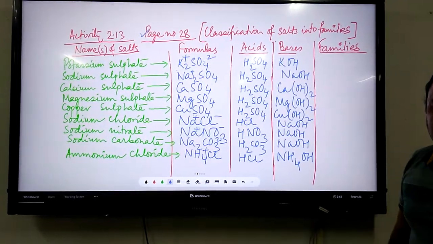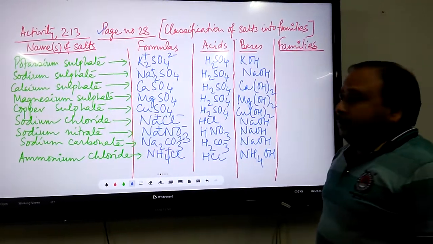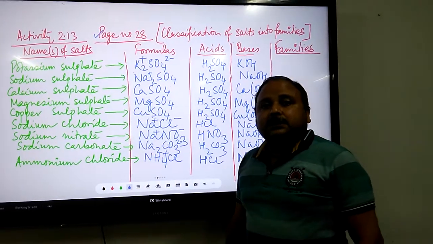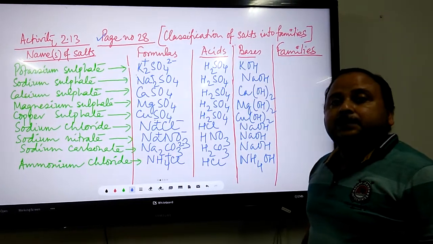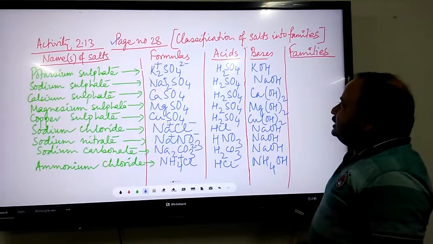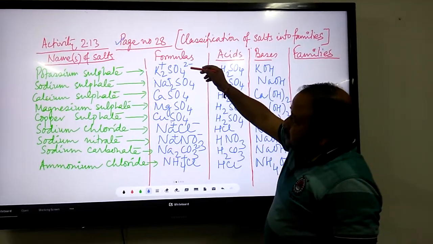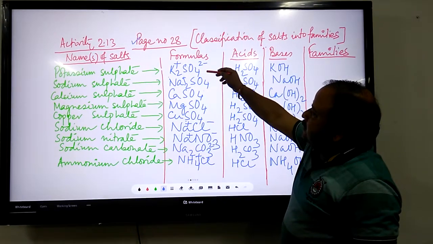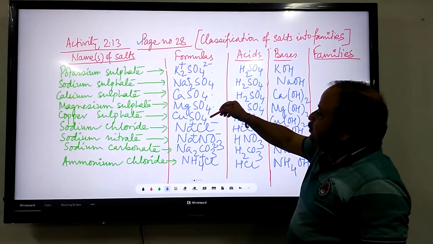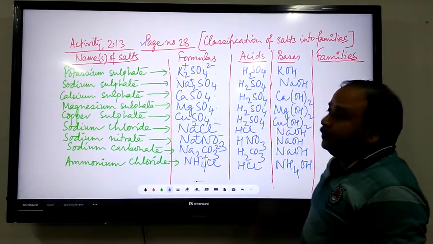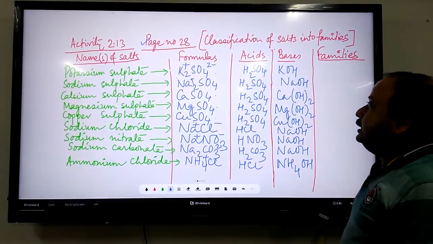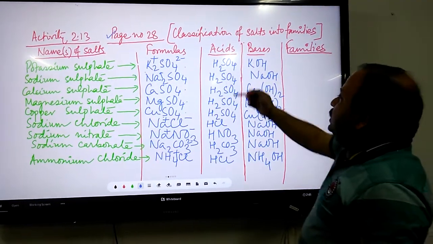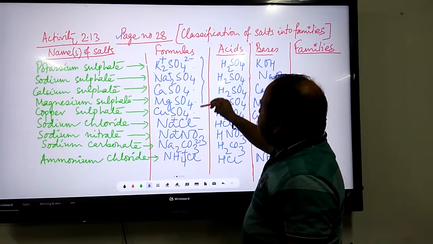Now what is a family? All salts which have a common positively charged ion or negatively charged ion are said to belong to the same family. For example, you can see these salts. The first 4 salts you can consider. These salts have sulfate commonly present as the negatively charged radical in them, and also the 5th salt has sulfate in it. So that is called sulfate. You can consider all these salts as belonging to the sulfate family.